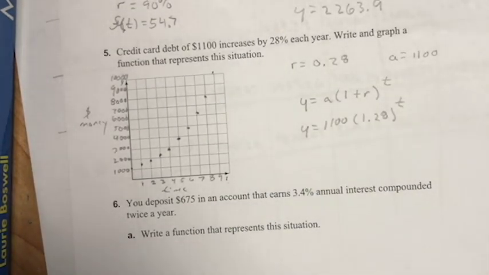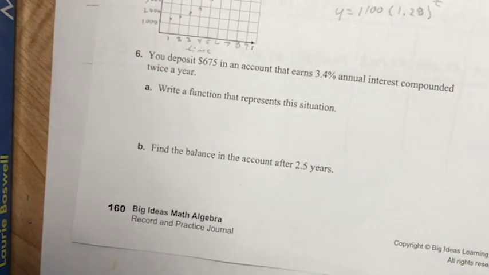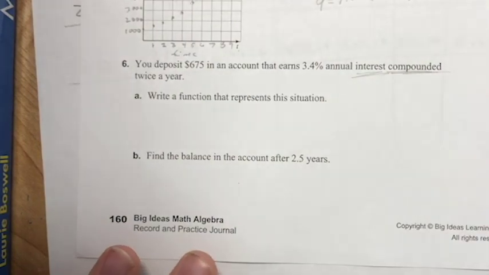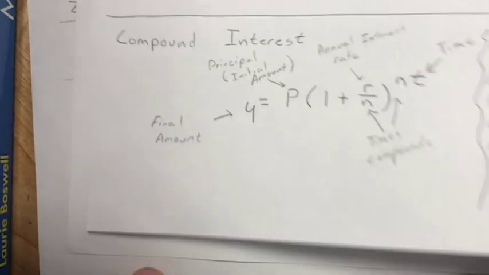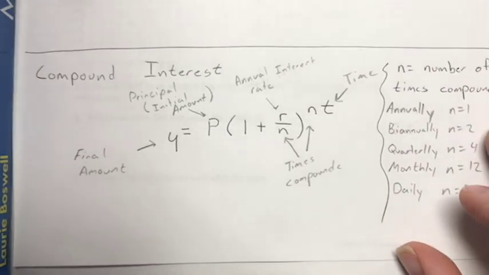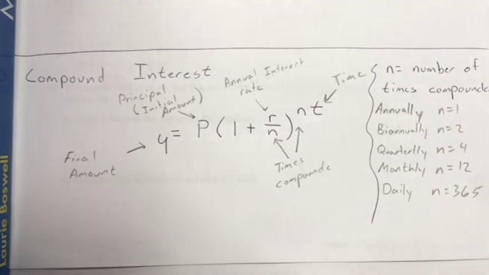All right, now, number 6, going back to this particular problem, it says you deposit $675 in an account that earns 3.4% annual interest compounded twice a year. All right, so this is what I want to talk about. It's what we call compound interest. This was that last equation, and I'm going to try to put all this on screen for you. Pause the screen and write this stuff down because it's going to be very useful to you, especially what you see over here. But I'm going to walk you through it.